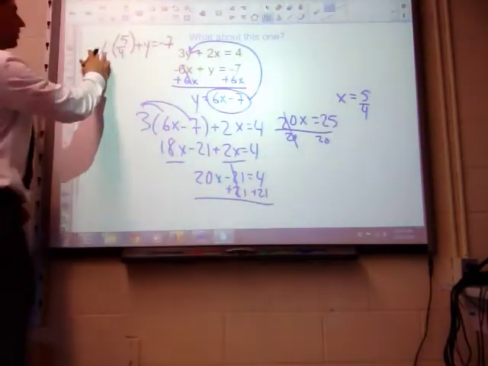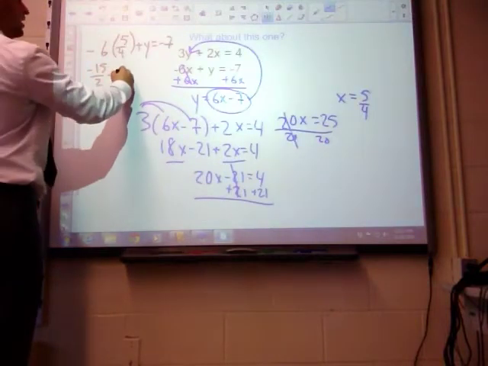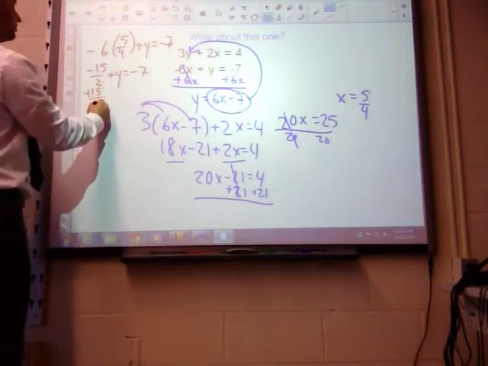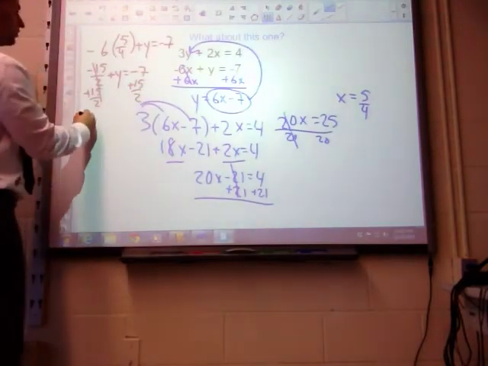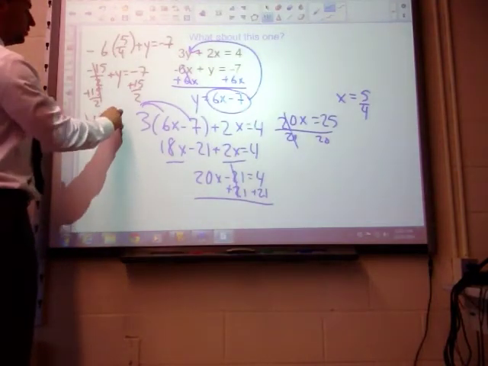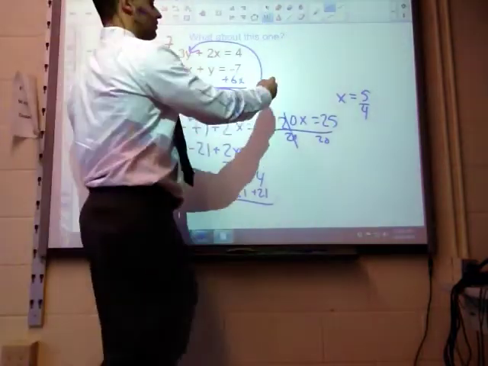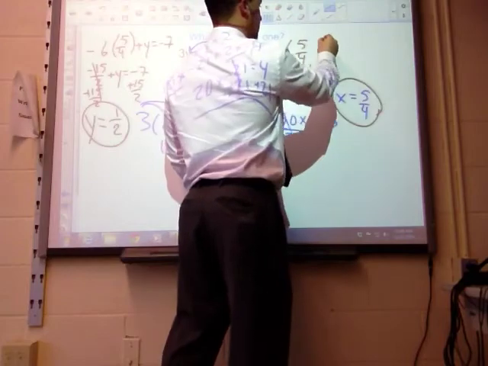Just use your calculator for any multiplications like this. So negative 15 over 2 plus y equals negative 7. Add 15 over 2. Add 15 over 2. Y equals what ends up being 1/2. So you make a coordinate from your x and y, 5/4, 1/2.